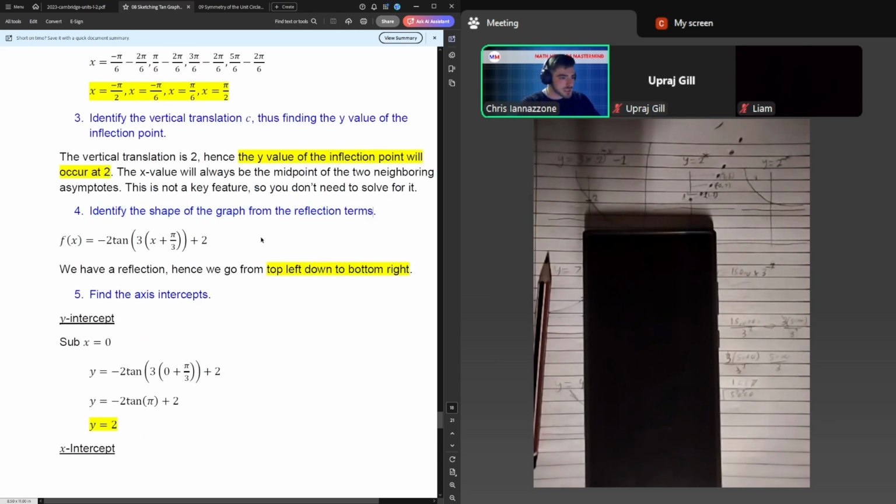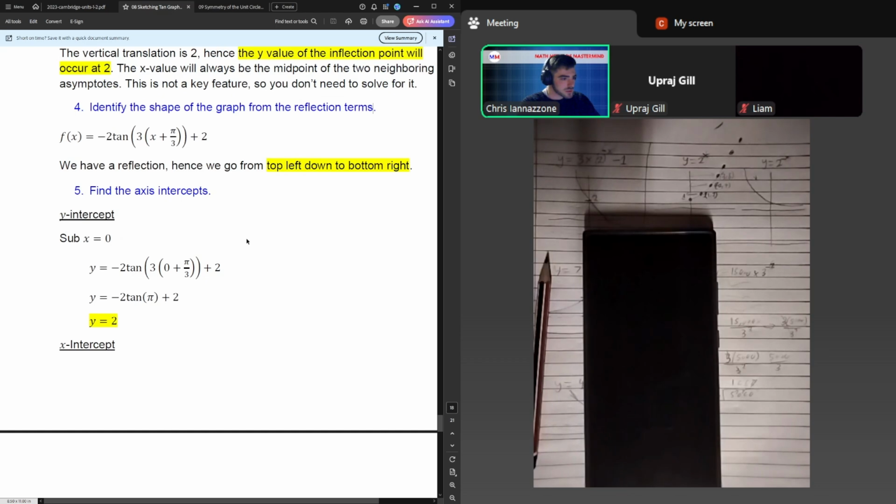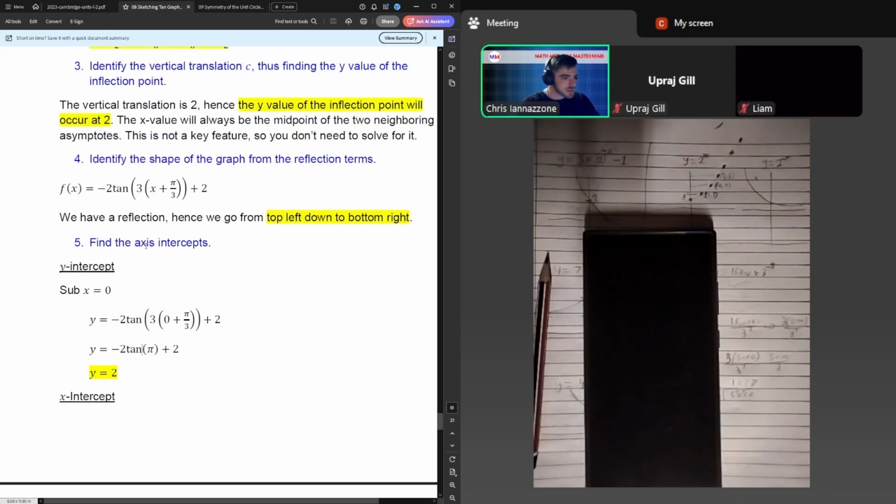Next up, figure out the shape of the graph. I have a whole thing about it: you just identify whether you have a negative sign or not. Just treat it like a cubic. If you have a negative at the front, top left, bottom right. If you have nothing out the front, bottom left, top right.